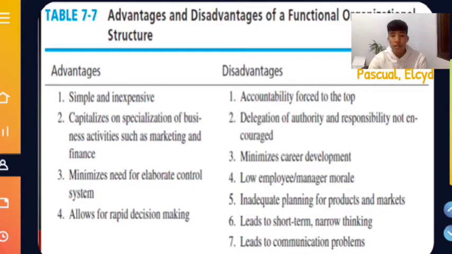Disadvantages: first, accountability forced to the top. Second, delegation of authority and responsibility not encouraged. Third, minimizes career development. Fourth, low employee manager morale. Fifth, inadequate planning for products and markets. Sixth, leads to short-term, narrow thinking. Seventh, leads to communication problems.